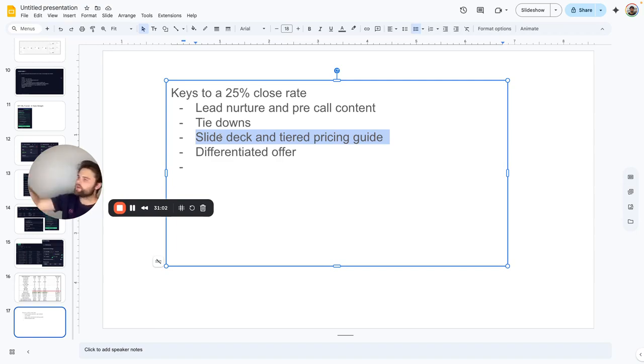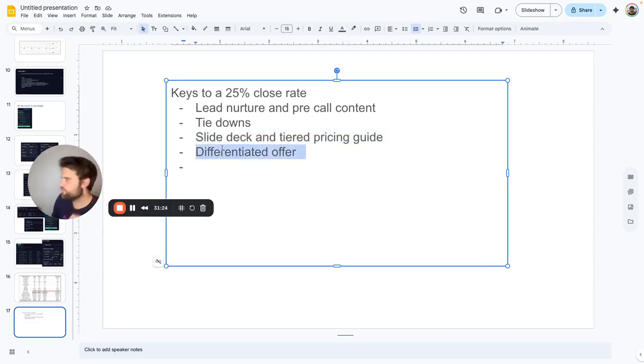We start at that price, and then we go down to 6,500. And if we can't get 6,500, then we go to 3,000. And then here's where things get really dangerous. We combine third-party financing so that if they can't do $3,000 today, they can do $500 a month. So that's how you achieve the 25% close rate.